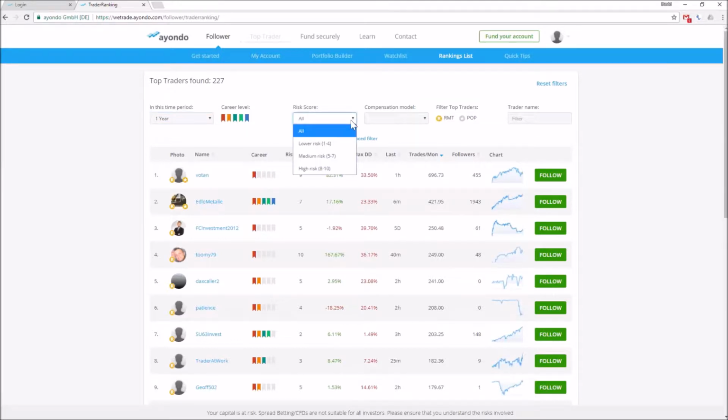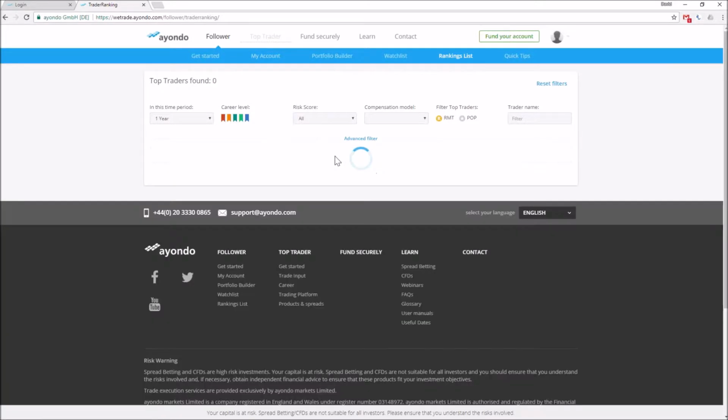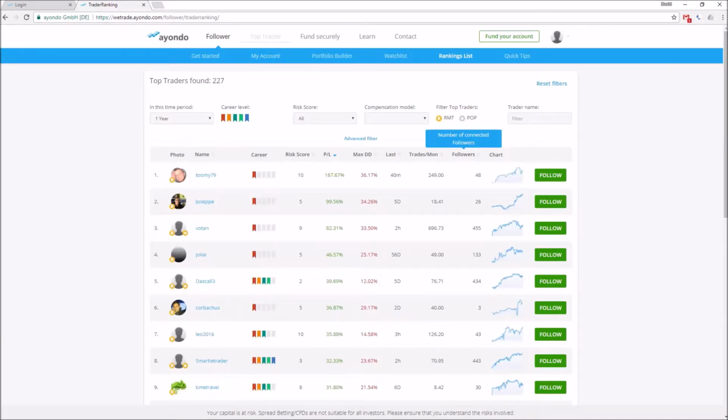Then I can sort by risk score. I can filter out low risk, medium risk, high risk, that sort of stuff. But for now, let's just leave it like this and do a really simple sort. We will sort them by P&L. For me, that's where I always like to start from. Let's see what their percentage return is like over the period we're looking at. So here we go. We've sorted by P&L.